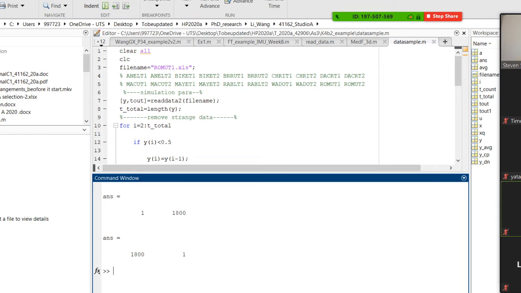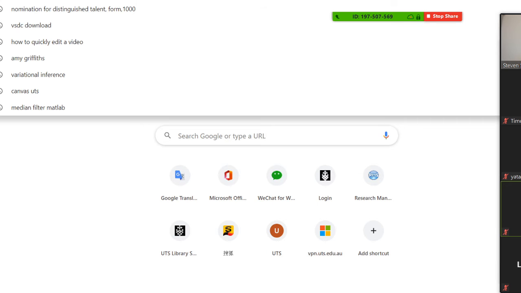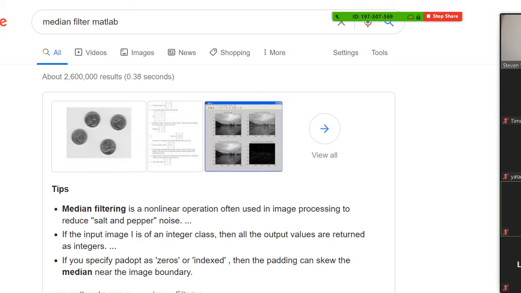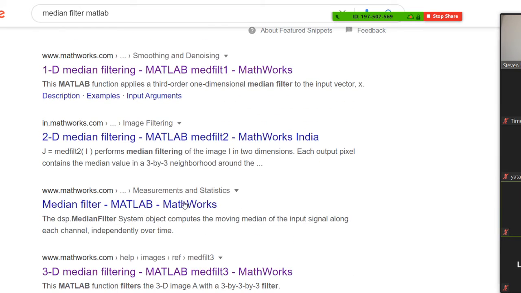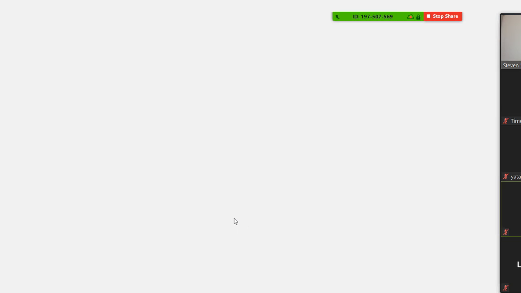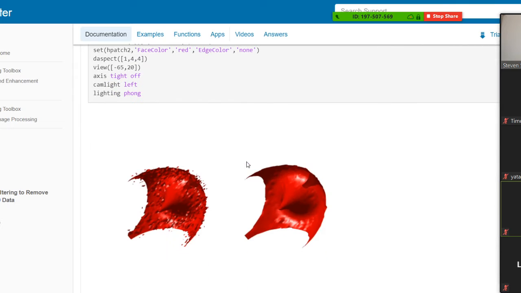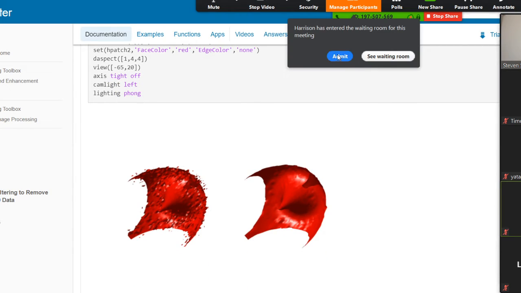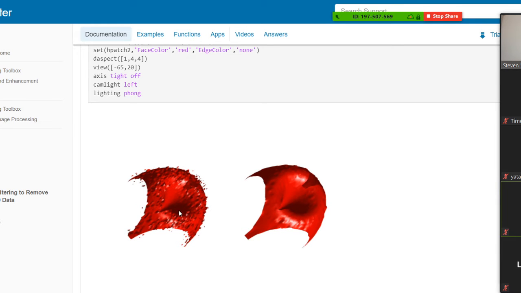If I search, maybe go to here, median filter, using MATLAB. They have 1D, 2D, 3D. They even have a 3D median filter. I will show you how to do the filtering in 3D. Yeah, 3D median filter. So this is a non-filtered signal, right? But you can see there's lots of noise, in 3D.